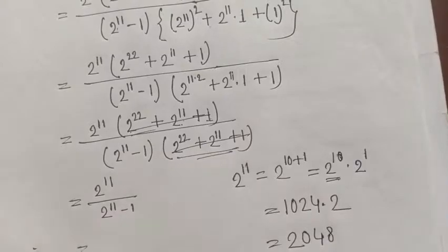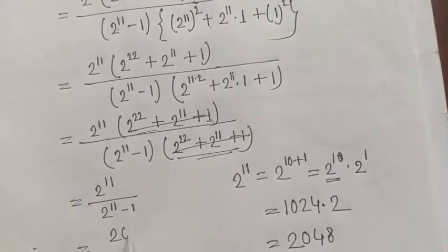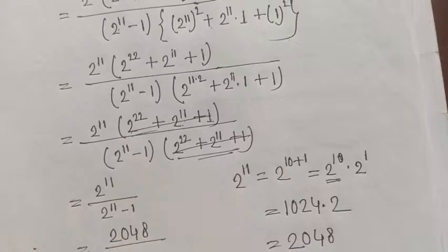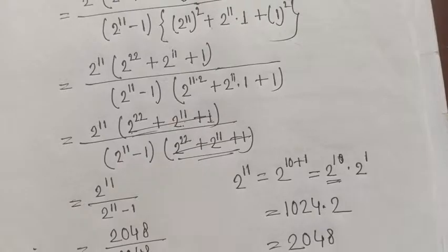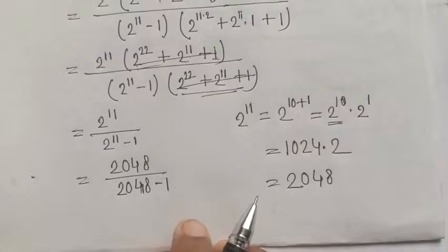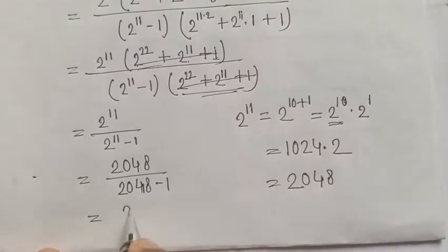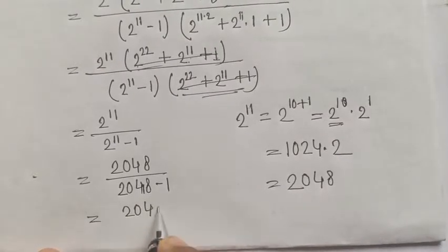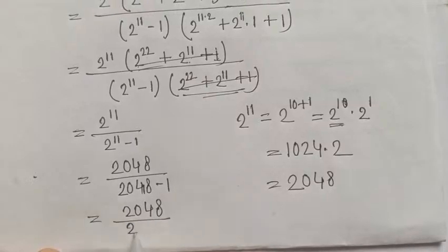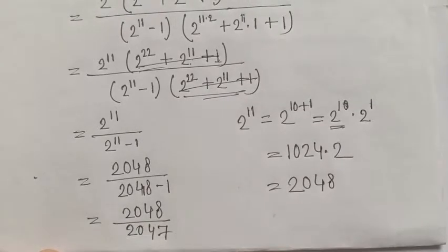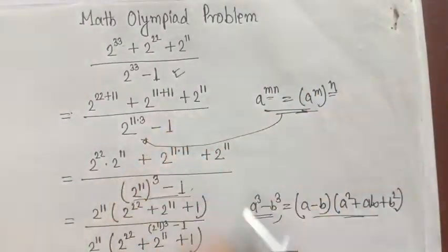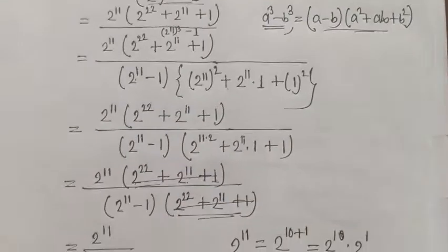Hence the value will be 2024 by 2024 minus 1, that is 2024 by 2047. Hence the expression of this one, the value will be this one.